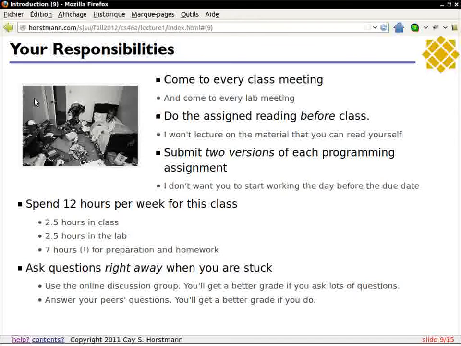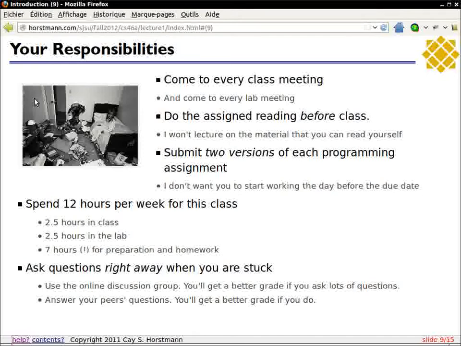This is a 4-unit class, and so it turns out that when you look at the government formula for units, that means you're supposed to be spending 12 hours per week on this class. 2.5 hours for the lectures, 2.5 hours in the lab, and 7 hours outside class for preparation and homework. That's an enormous amount of time.